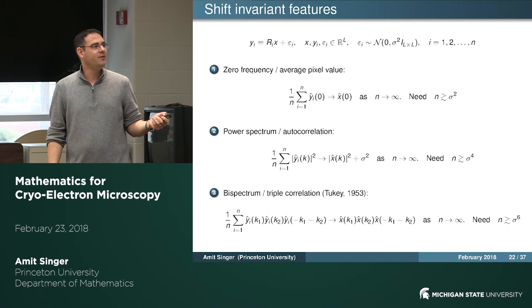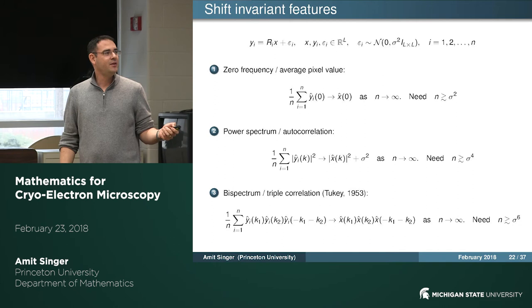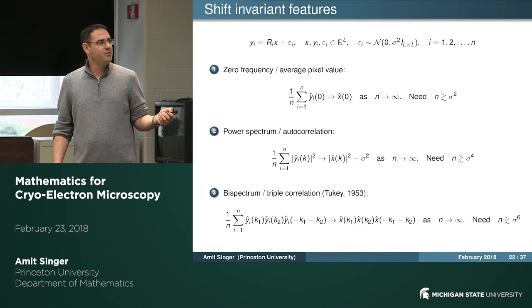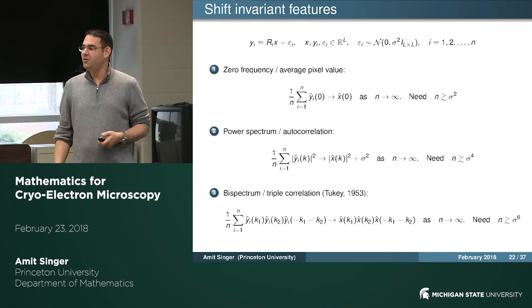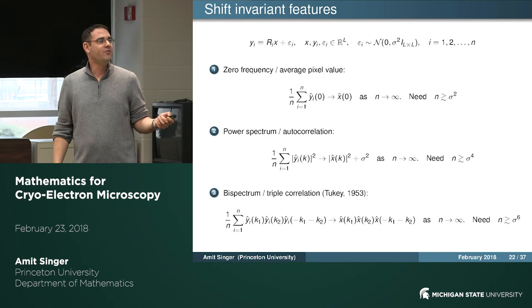The bispectrum is taking the triple product of three Fourier coefficients, and you pick frequencies that add up to zero. Okay, so for example, you take k1, k2, and minus k1, minus k2. So when you shift the signal, each one of the terms here gets phase modulated, but because you pick the three frequencies to add up to zero, those three phase modulations just cancel out each other, no matter what the shift is. And so this is invariant to the shift.